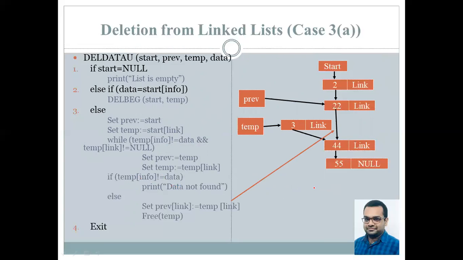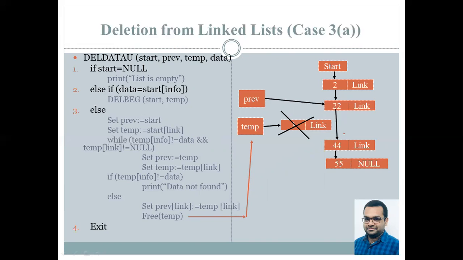And as soon as we do this, the link that existed between these two nodes is broken. And now previous link starts pointing to the temp's link, that is the fourth node in the linked list. So this direct link is established. And then we free the memory allocated to the temp.